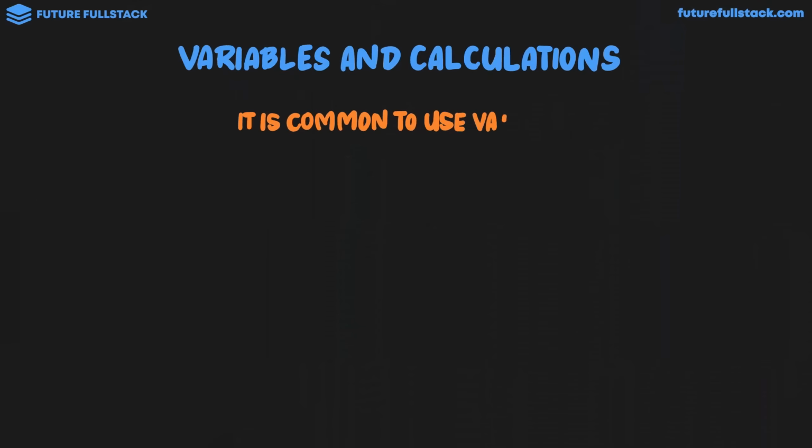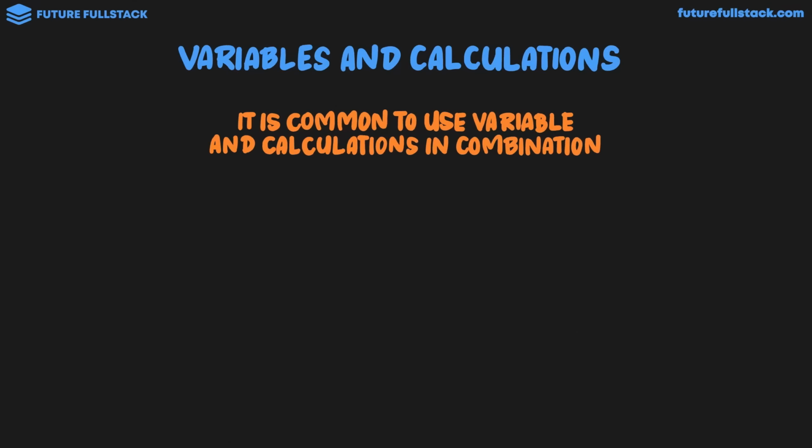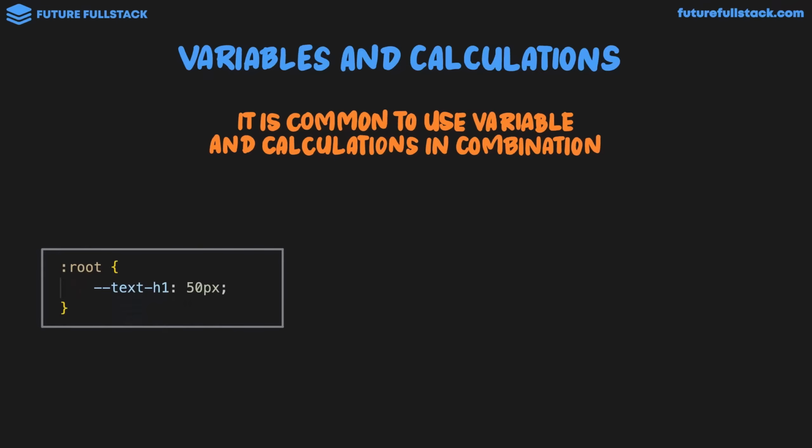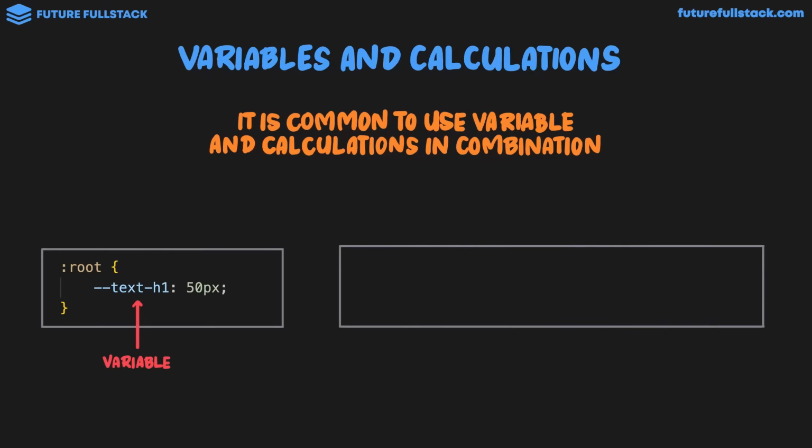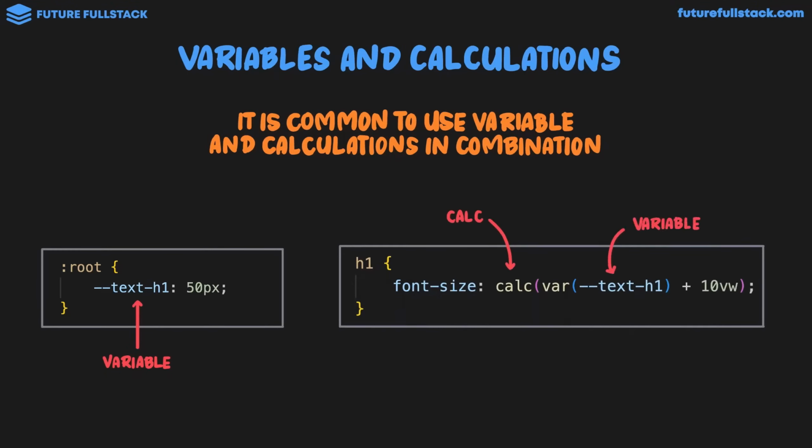It is common to use variables and calculations in combination. For example, we just saw earlier, we can set variables with the root pseudo class, and you can see here, we have the text h1 variable, which has a value of 50 pixels. Inside our CSS, we could then select the H1 and do something like this, where we use the calculation function. We put in our variable, in this case 50 pixels, and we can then perform a calculation like adding on 10 view widths. In this case, what this is essentially doing is setting an initial font size of 50 pixels, and then depending on the width of the browser, the font size will scale.